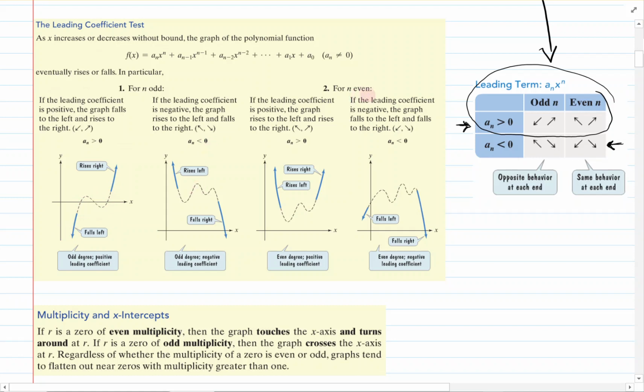If instead the degree is even, then it will always rise on the left and rise on the right. I don't know how many turning points it will have because that depends on the degree, but for all even degrees, the far left and the far right look like this. If the leading coefficient is negative, then it reflects over. It falls over so that it's going down and down.